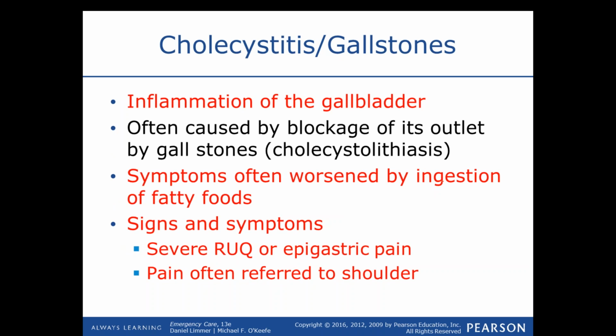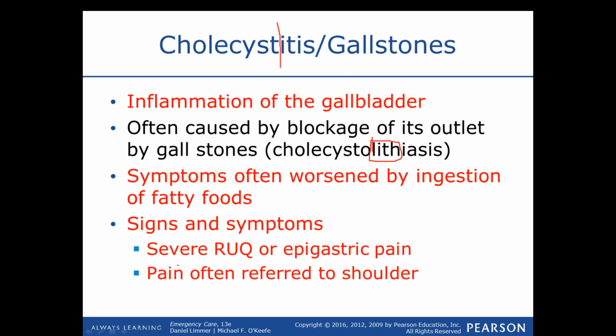Cholecystitis or gallstones. Again, that itis word, you're seeing that inflammation quite a bit. This is inflammation of the gallbladder. Most of the time it's often caused by cholecystolithiasis. I probably didn't pronounce that correctly, but lith means stone, so that's a gallstone that's actually blocked the outlet.